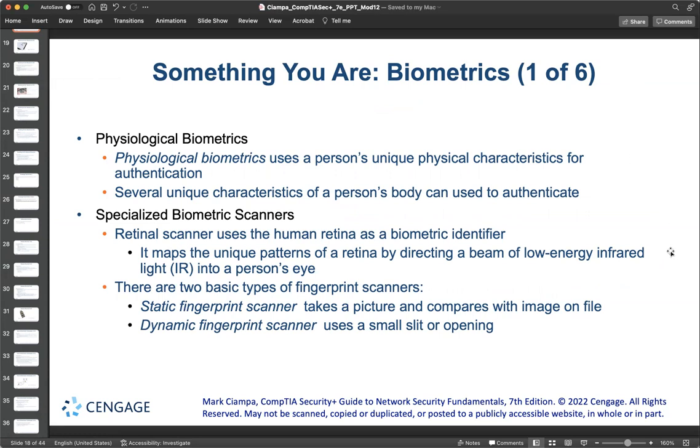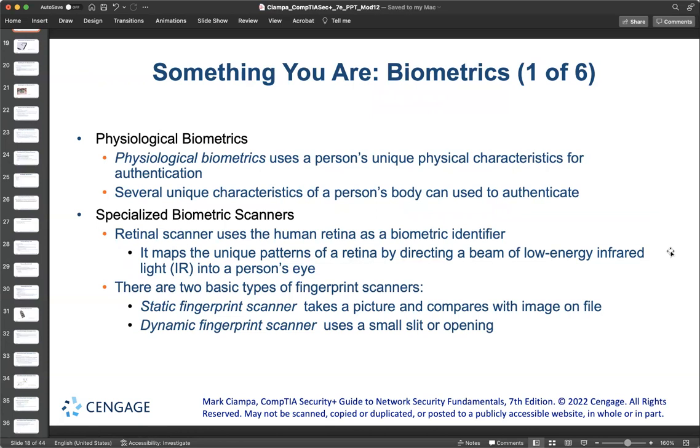So now that we talked about something you know and something you have, let's talk about something you are, which basically means biometrics, right? Which is physiological biometrics of a person. Physiological biometrics uses a person's unique physical characteristics for authentication. Several unique characteristics of a person's body can be used to authenticate. We have retinal scanners, which use the human retina as a biometric identifier, which basically maps the unique pattern of a retina by directing a beam of low energy infrared, which is IR, right, into a person's eye, and then reads back and maps the retina surface characteristics.